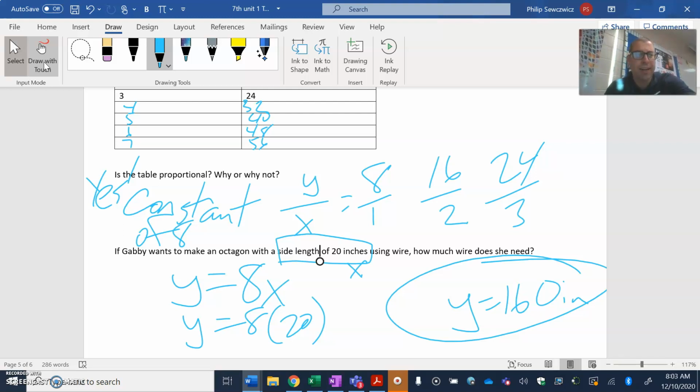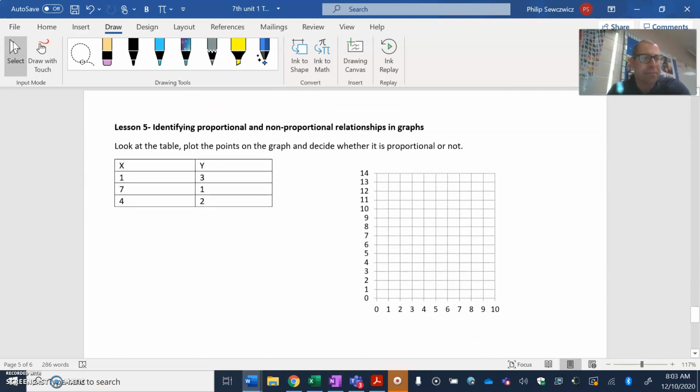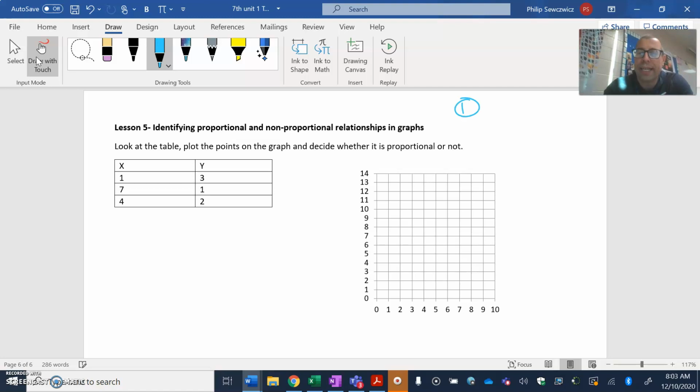So let's get on into lesson number 5. And in lesson number 5, we're identifying proportional relationships using graphs. Okay, so there are some requirements here. So let's get these written down. In order to be proportional based off the graph, it needs a few requirements. One is you're going to need a straight path of points. All right, no bending, no turning, no adjustments there. It's a straight path.